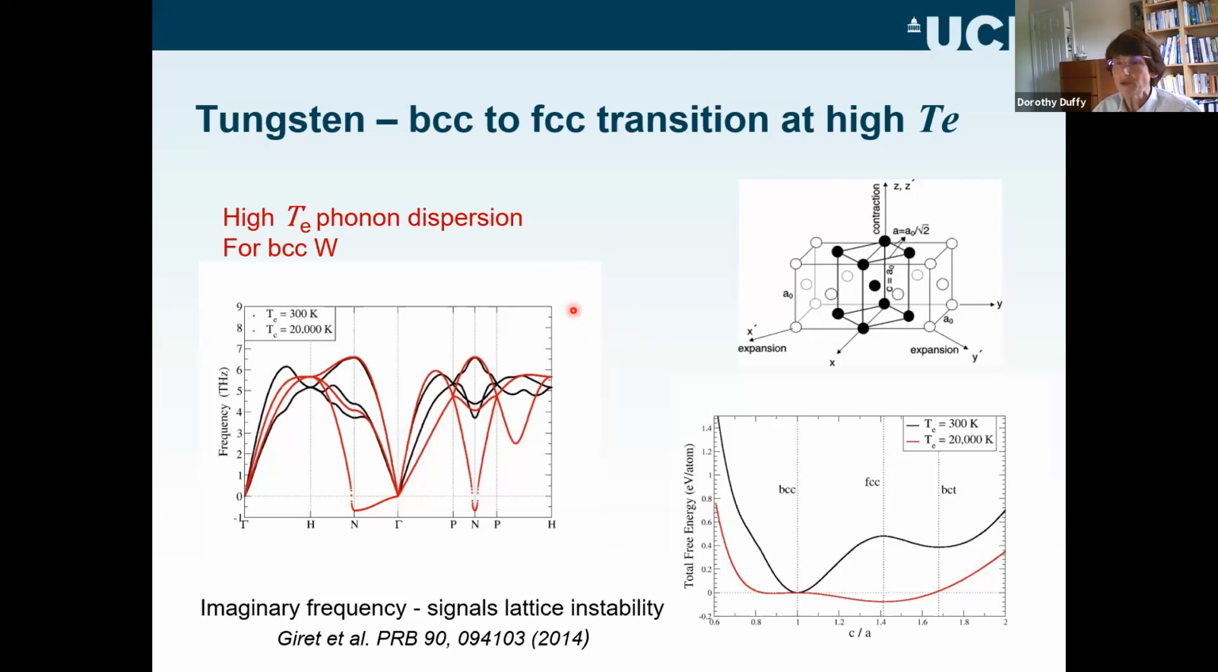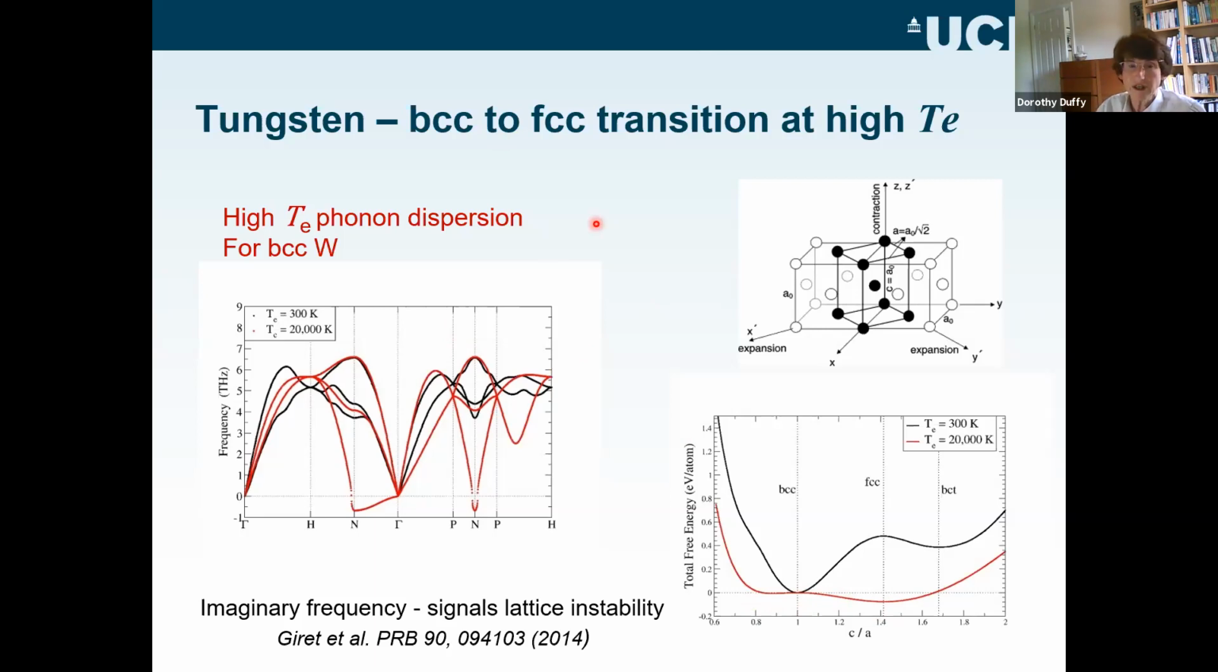We can do a continuous transformation between FCC and BCC, or in this case, BCC to FCC, along the Bain path. Basically by stretching or contracting along the Z direction and doing the opposite along the X and Y directions, we continuously transform FCC into BCC. So you can calculate the free energy along this path, both for the 300 Kelvin case and the 20,000 Kelvin case. At 300 Kelvin, as you'd expect, BCC has the lowest free energy. But at 20,000 Kelvin, the FCC has a lower free energy, and there's no barrier between them. So if you excite it up to 20,000 Kelvin, you could transform to the FCC lattice without any barrier.